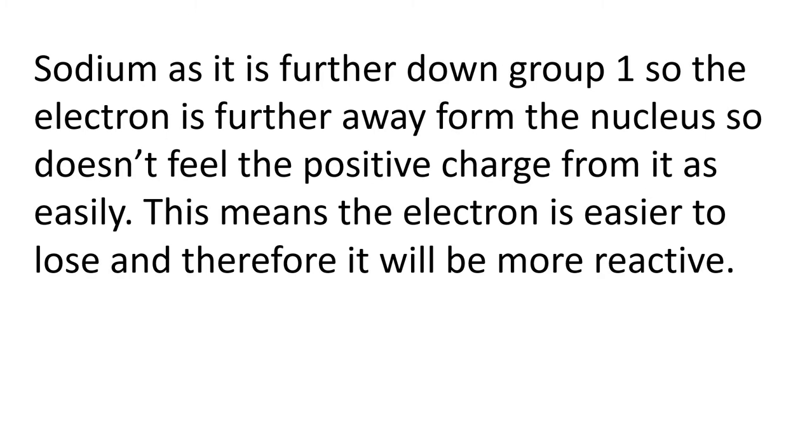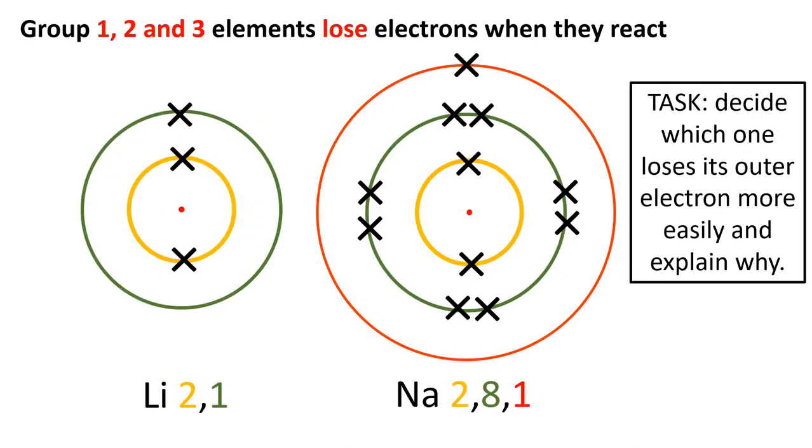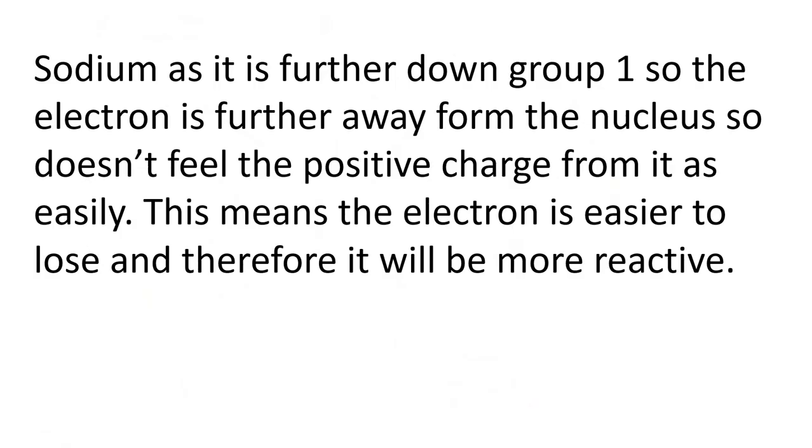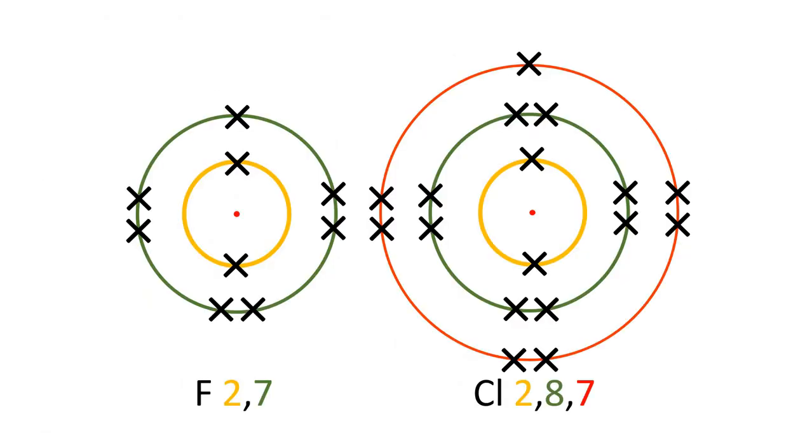Okay? Whereas lithium, which was our other example, only has 2 shells, so this outer electron is quite close to the nucleus. So it's going to be more difficult to lose it, so it's going to be less reactive.